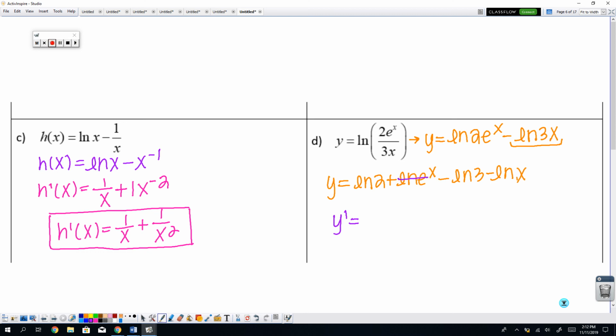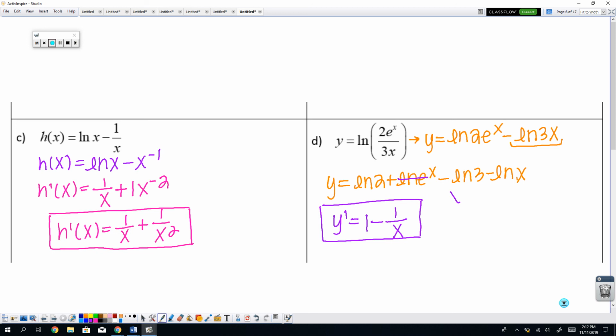Now, the natural log and e cancel each other out. So then we just have x. So the derivative of x is 1. Natural log of 3 is just a number. Don't freak out. So it goes to 0. Then the natural log of x, the derivative is 1 over x. Okay? So we have 1 minus 1 over x.